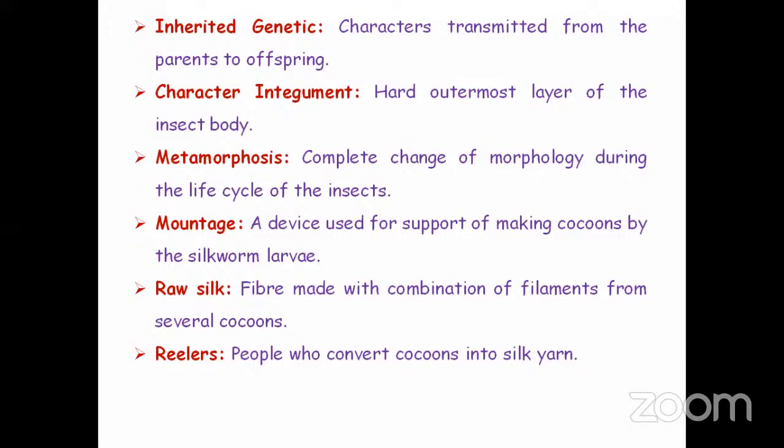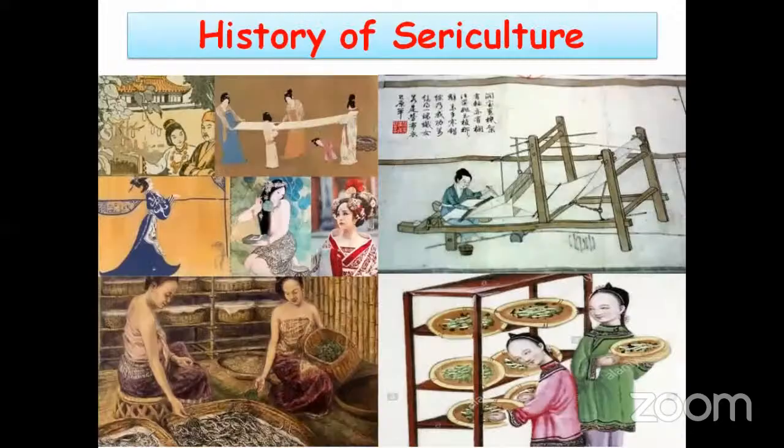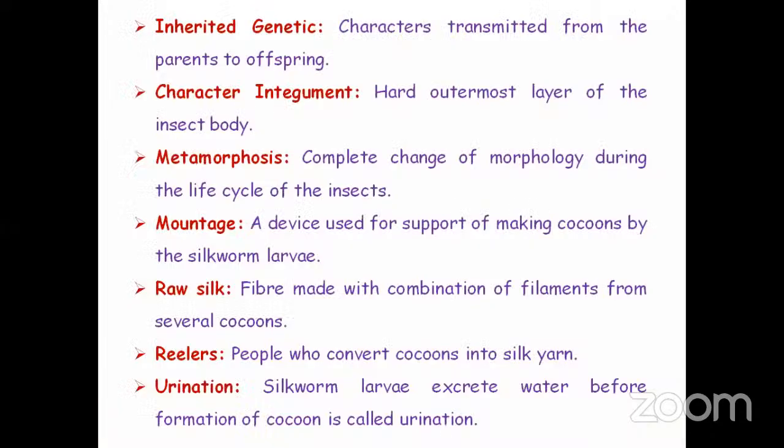Those people who are engaged in converting the cocoons into silk yarn are called reelers. Then urination. Urination means the excretion of water by the silkworm before the formation of the cocoon. It is called urination. So these are some of the terminologies which are related to sericulture.